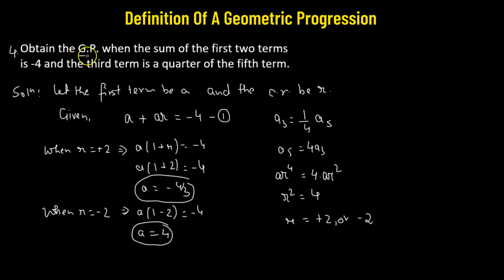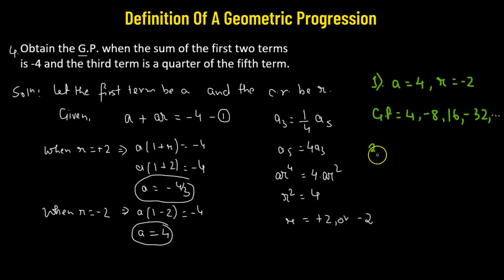Well, what we have to do is find out the GP. So let's define the GP now. We have the first case when our a value is +4 and our r value is -2. Then our GP is going to be equal to, so the first term will be 4, the next term will be 4 times -2, that's -8. -8 times -2 is +16. 16 times -2 is -32. So this is going to be the geometric progression.